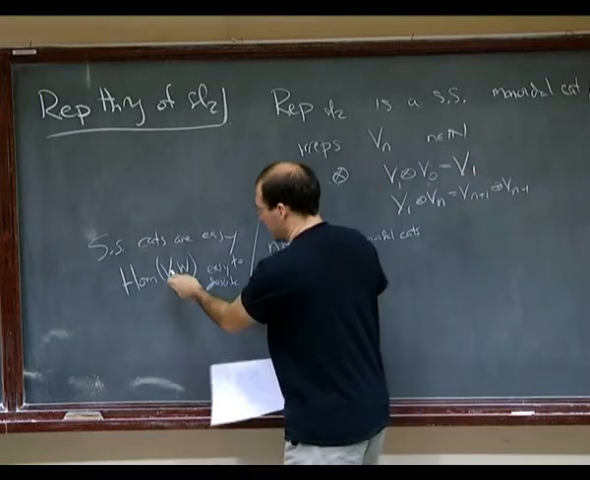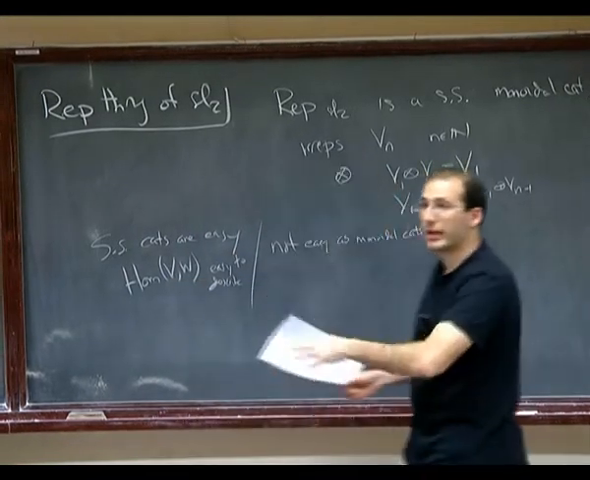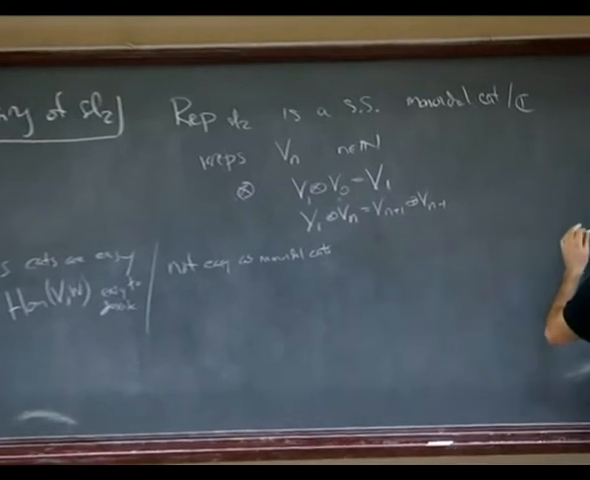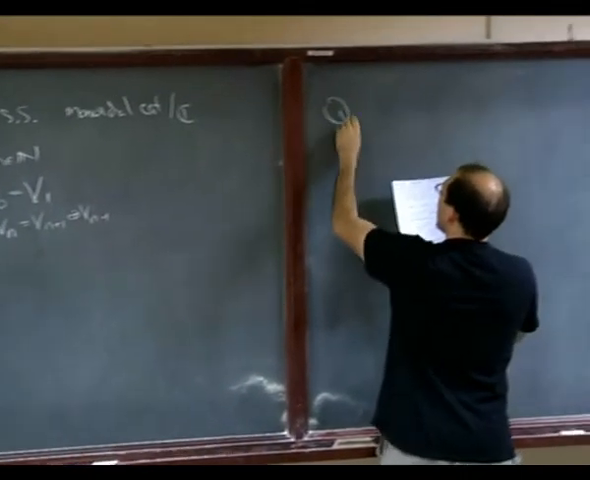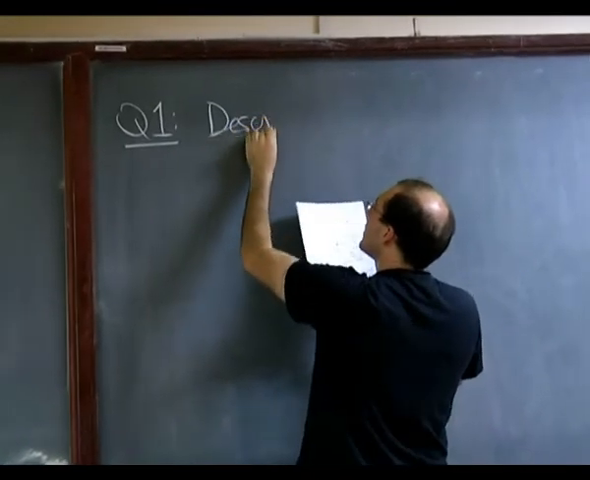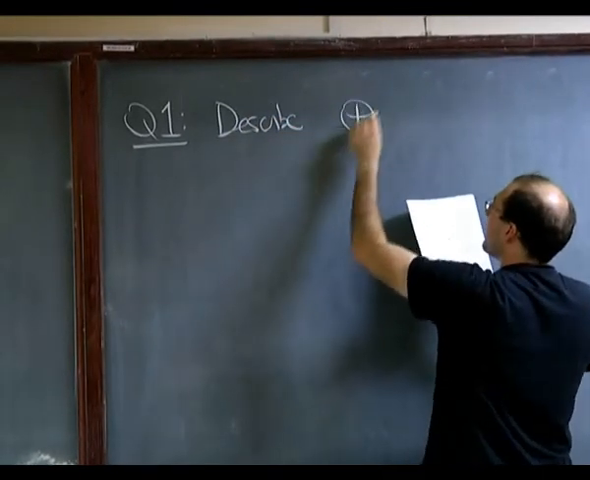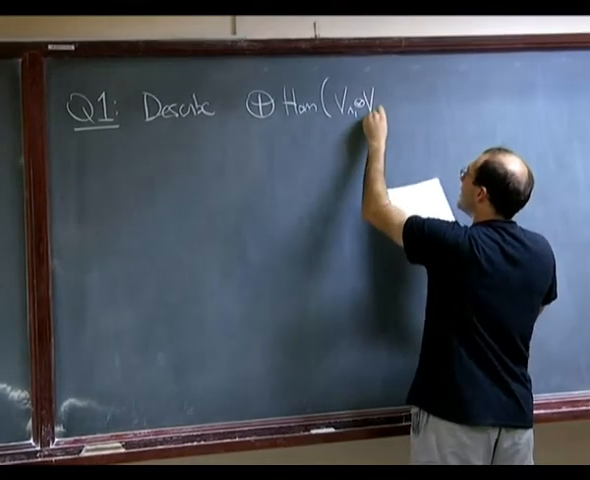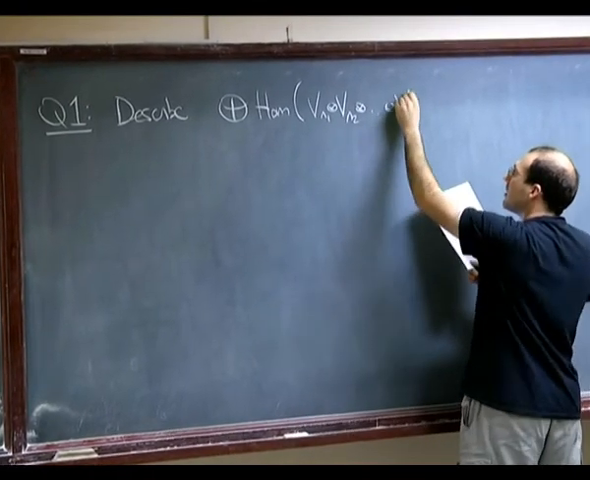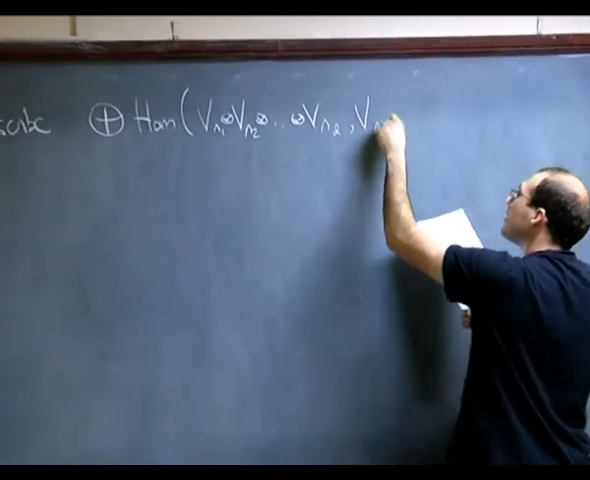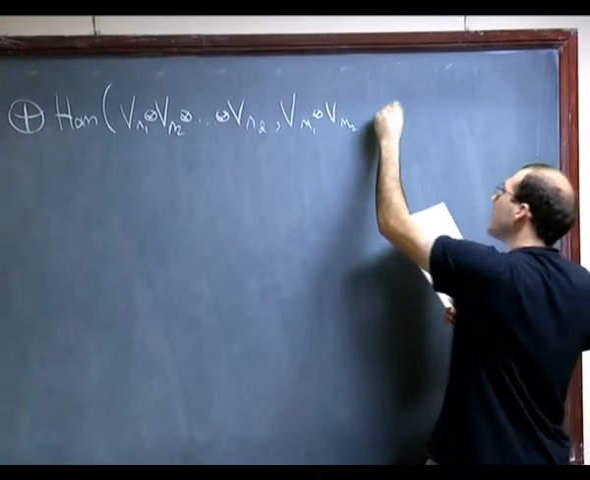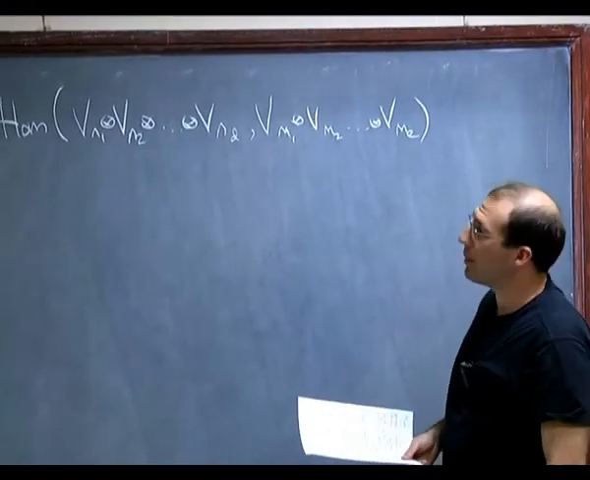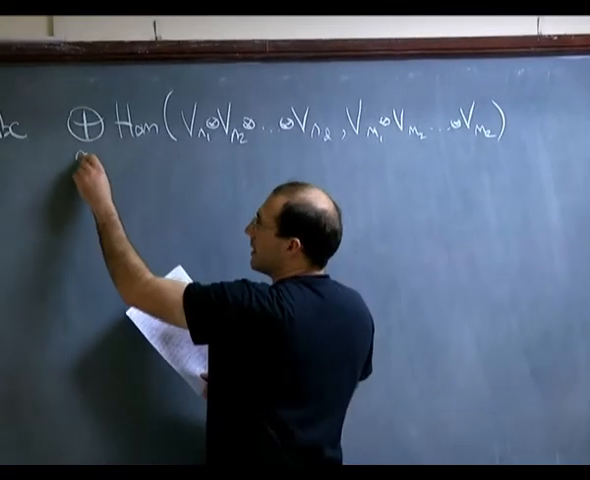There's not just a normal composition structure on these things, but you can tensor them together and then compose those. So for instance, this is not easy. Here's a very distinct sort of question. Describe the direct sum, I'll say over what in a second, of Hom(V_{n1} tensor V_{n2} tensor ... tensor V_{nd}). So this is a Hom space between some tensor products of irreducibles, so the direct sum over all sequences.